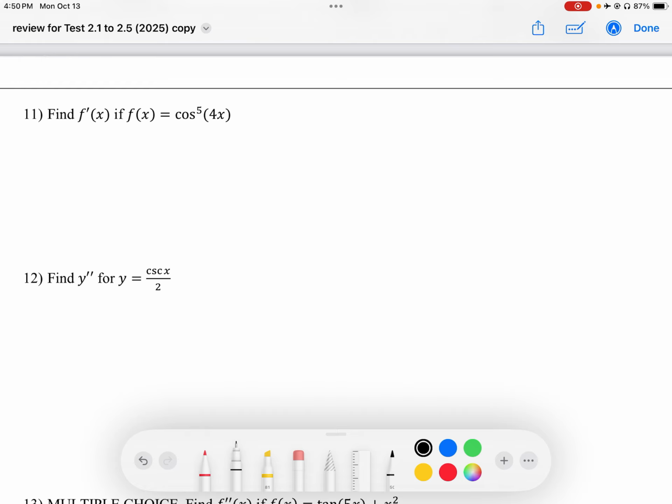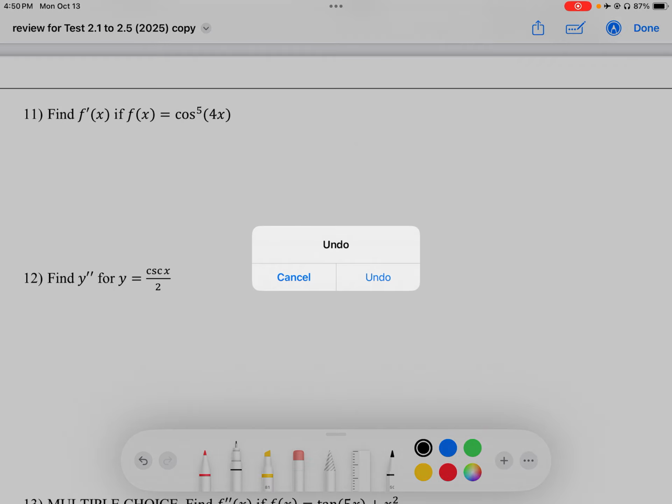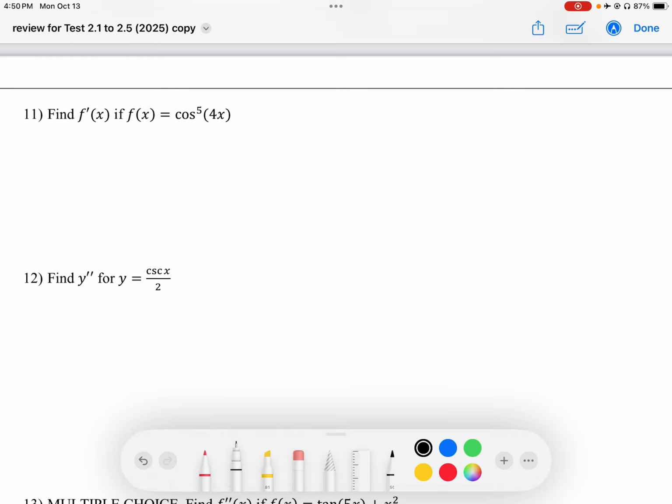Number 11. Oh boy, this is a great problem. So this looks like we are dealing with a chain rule here. Anytime you have a trigonometric function to a power, I would encourage you to rewrite it as cosine of 4x all to the fifth power. Okay, so our outermost function here is blob to the fifth power. The next layer is cosine, and then the final layer is 4x. So we need to take the derivatives of something raised to the fifth power, then cosine, and then 4x. So this is going to be a double chain rule, basically.